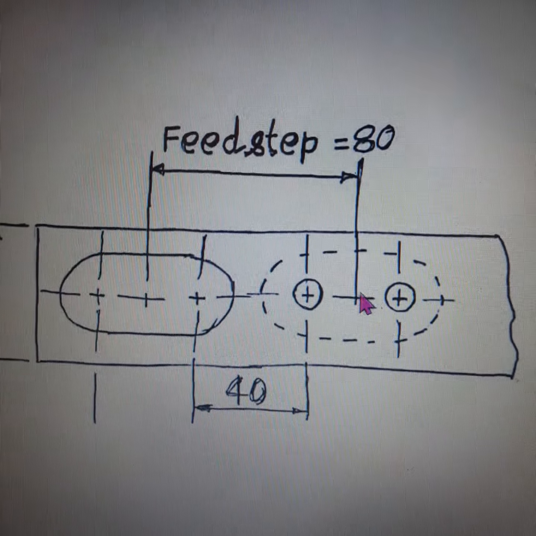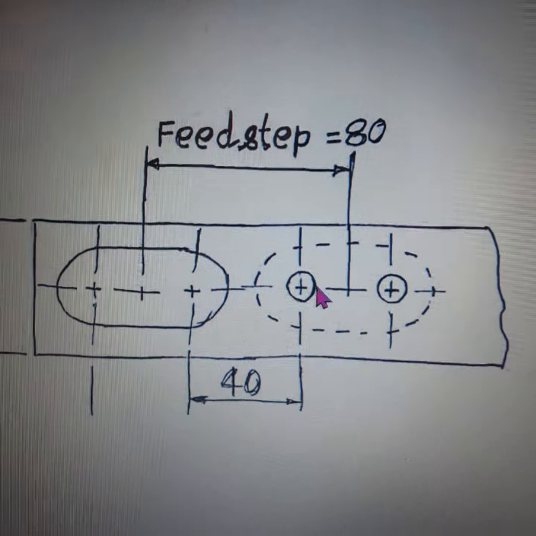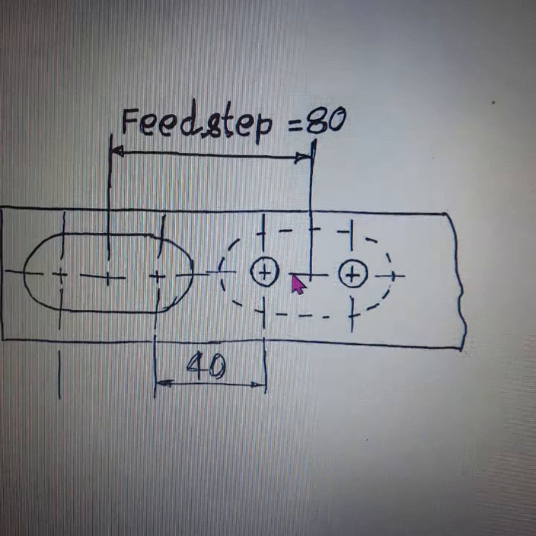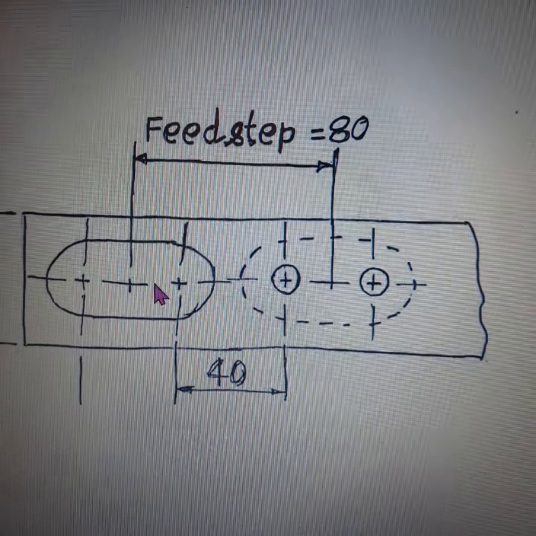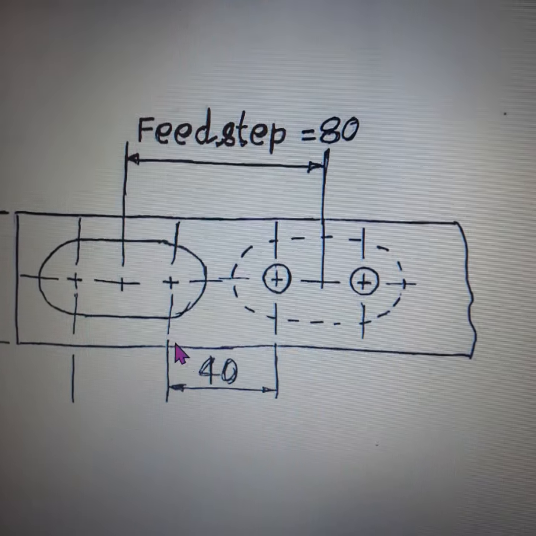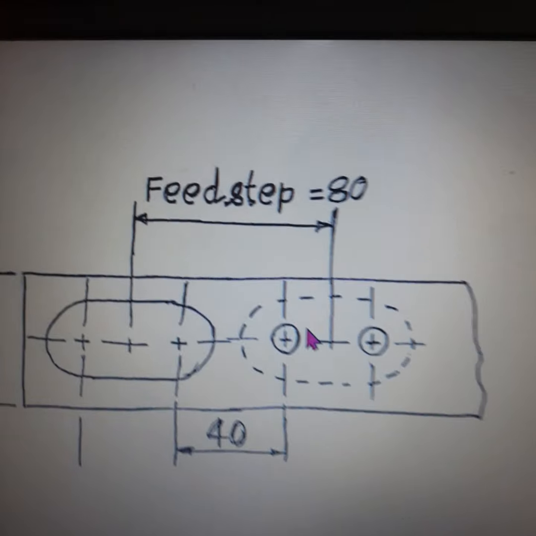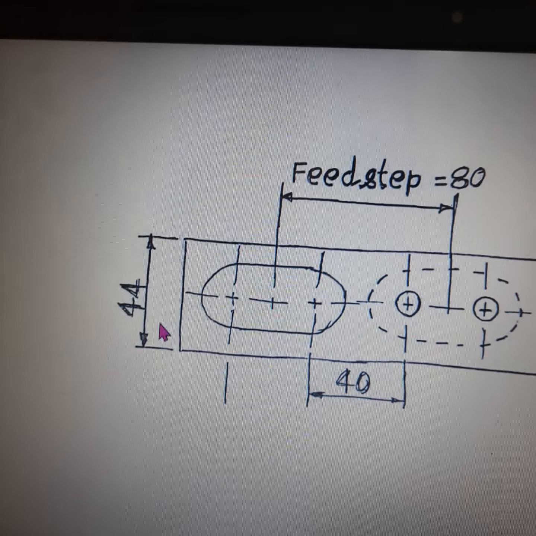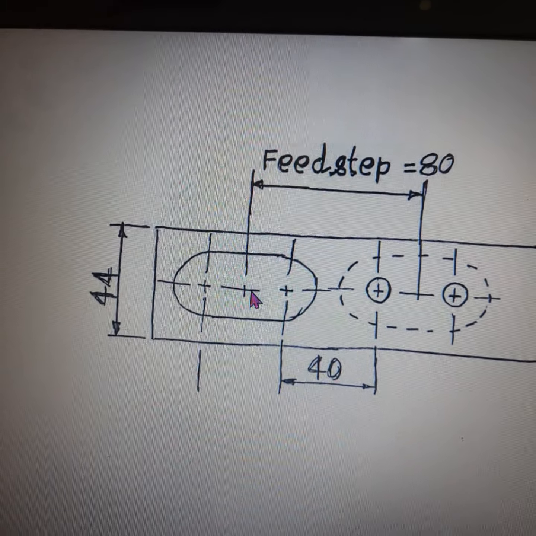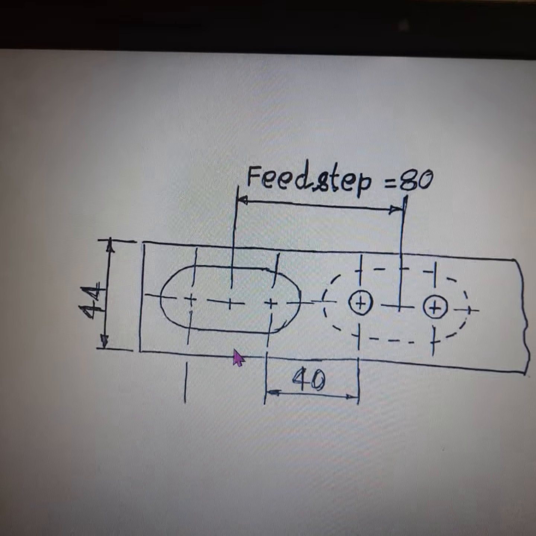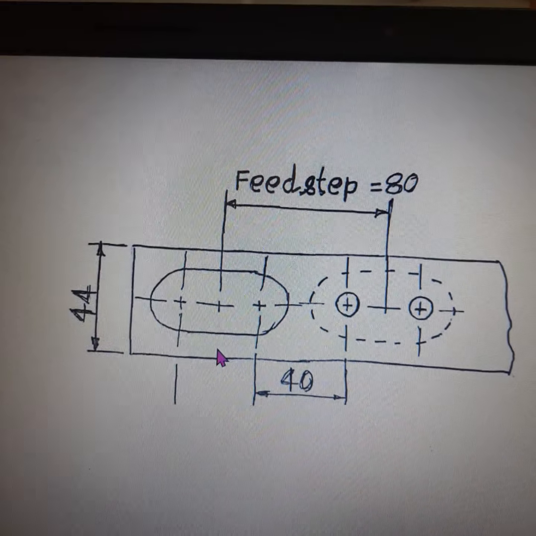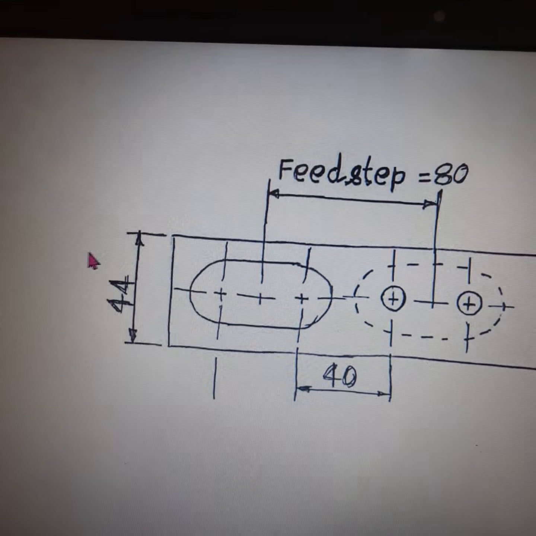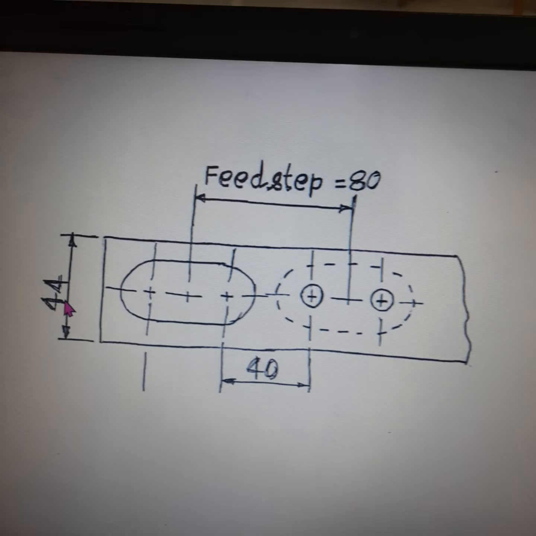From here to here, the center to center distance is 40. 40 is the center to center distance on the component. Off of that distance, this is 20 and again this is 20. So when you add 20 plus 40 plus 20, you get the feed strip length as 80 mm. Then what is the width of the feed strip which you have to use? This distance is 36 as per drawing. Then we are maintaining a margin of 4 mm here and here. So 4 plus 36 plus 4, we have to use a feed strip of width 44 mm for our design.